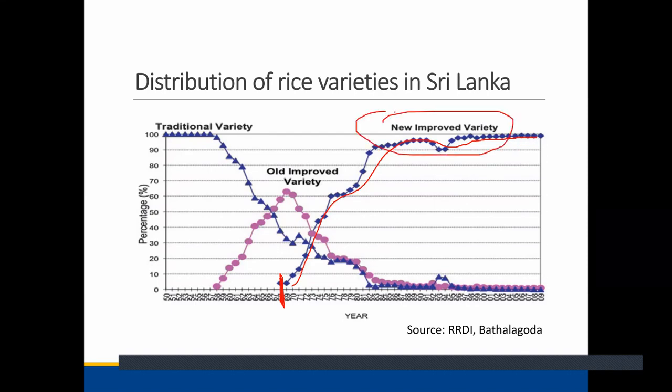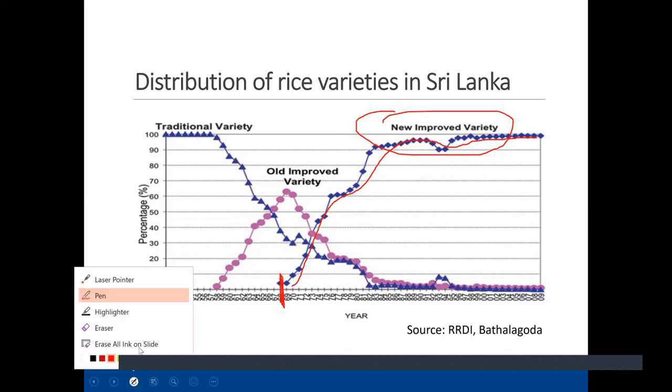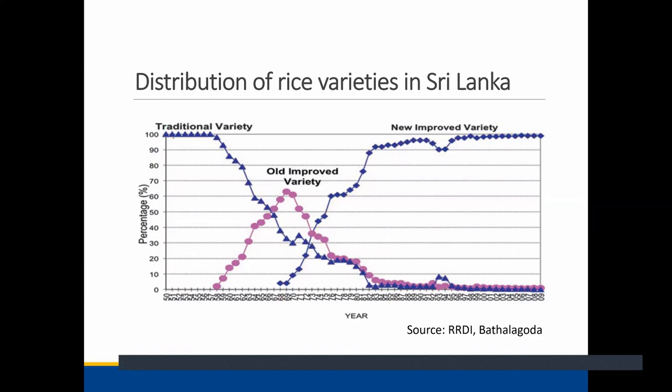On the other hand, if you look at the traditional variety, up to the development of old improved varieties we had almost 100% traditional variety, but it went down, and now it's very low, maybe 1%. We grow very little traditional variety. See here, this is the line of traditional variety.